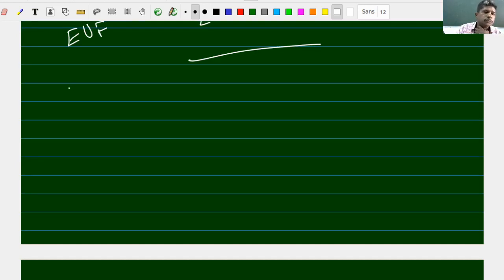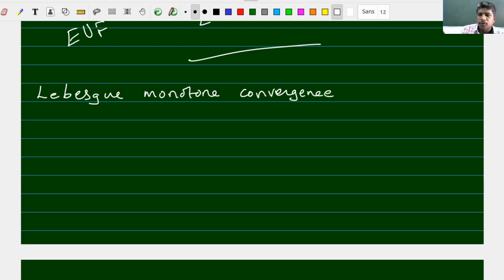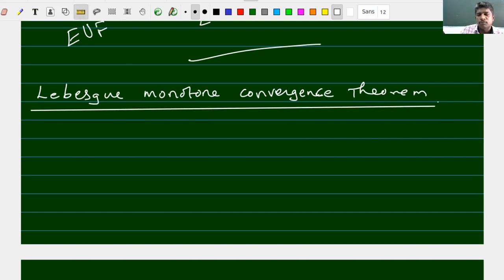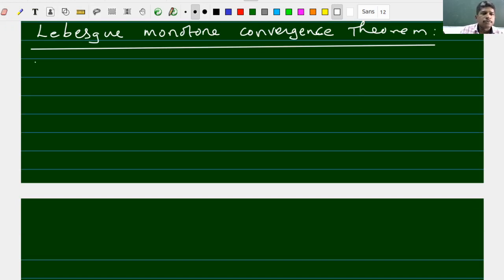Now we prove a very important theorem. State the theorem. Next day we will prove that theorem, right? Okay, the theorem is the Lebesgue monotone convergence theorem. So the theorem statement is the following.